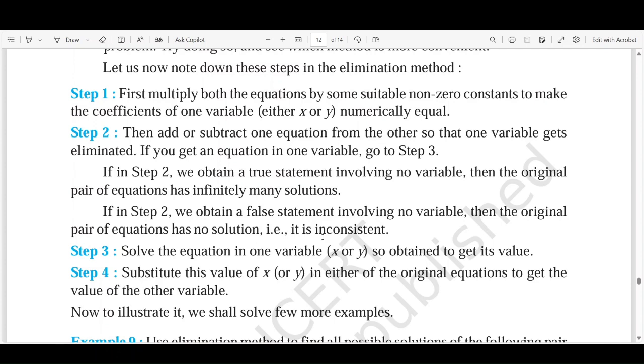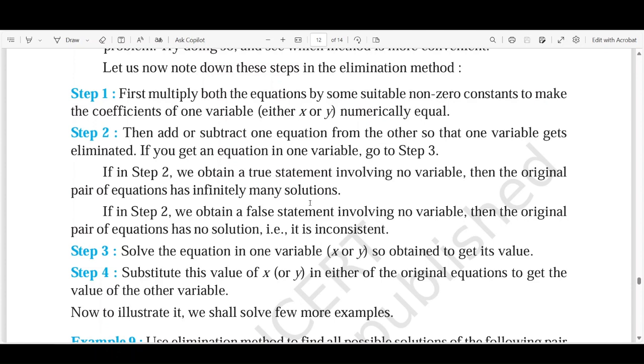So we have already discussed this idea in the substitution method: when we try to eliminate one variable, we should be resulted with a linear equation in one variable. In some cases we will not be resulted with that. We will be resulted with a statement which can be either true or false. If it is true, we will have infinitely many solutions. If it is false, it will result in no solution.